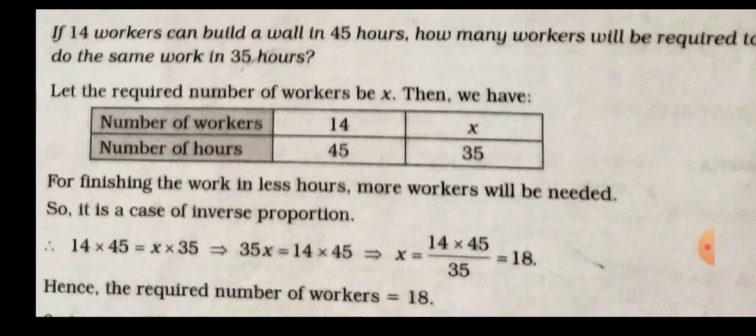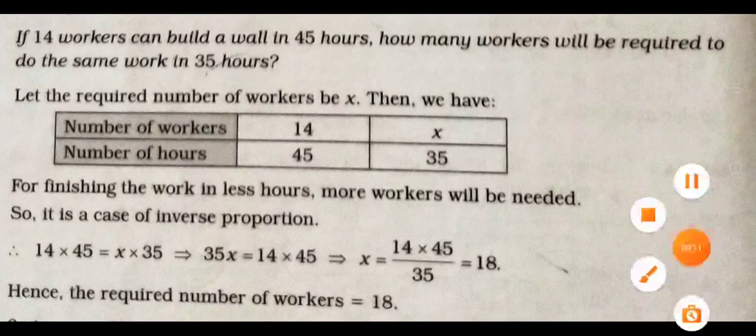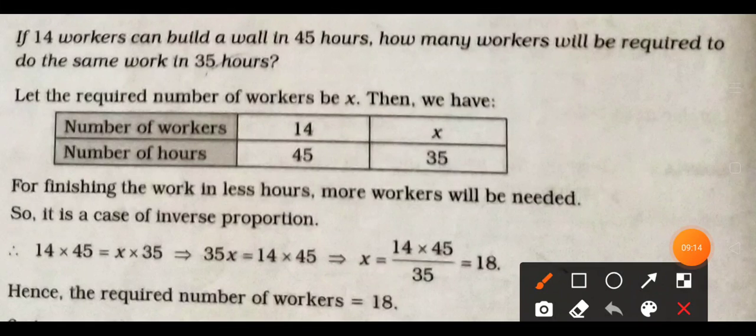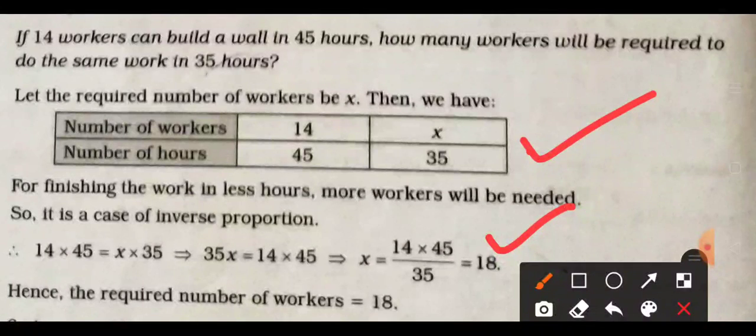So the table is number of workers upon number of hours. The number of workers is 14 and 45. Let the number of workers required to complete the work in 35 hours be x. So 14 multiplied by 45 is equal to x multiplied by 35. So I got the answer 18 upon calculating. So 18 workers are required in order to complete the work in 35 hours.